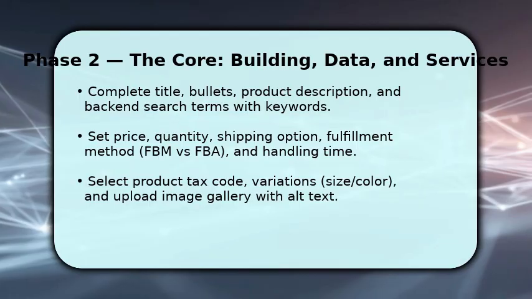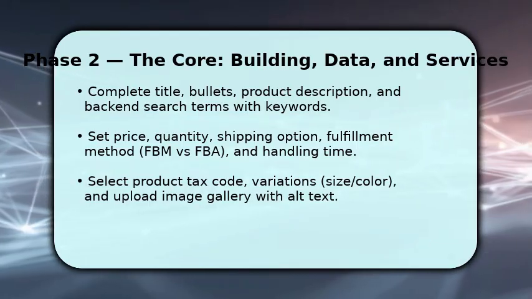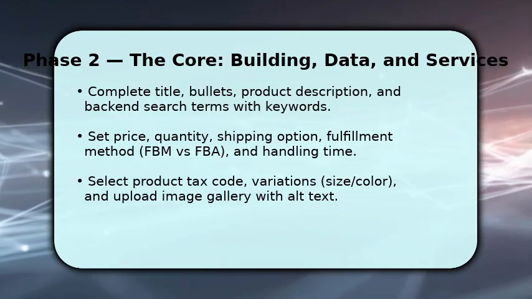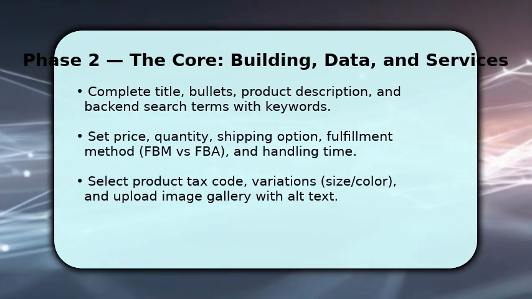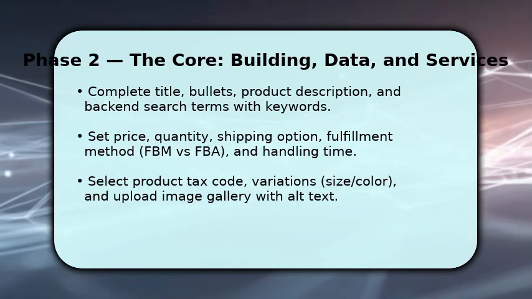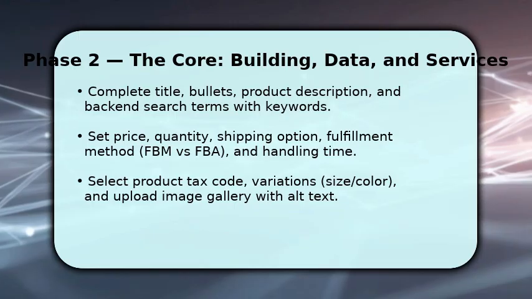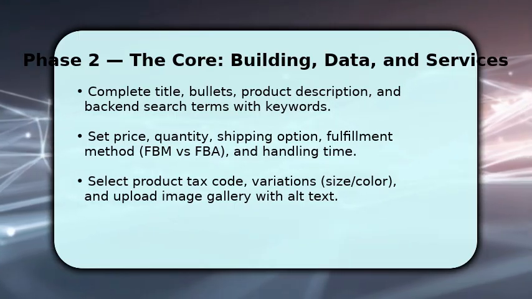Next, fill in the core fields: title, 5 bullet points, and a persuasive description that answers buyer questions. Use keywords naturally for search relevance. Once you enter price and inventory, choose fulfillment, fulfilled by merchant or fulfilled by Amazon. Each affects fees and delivery expectations.